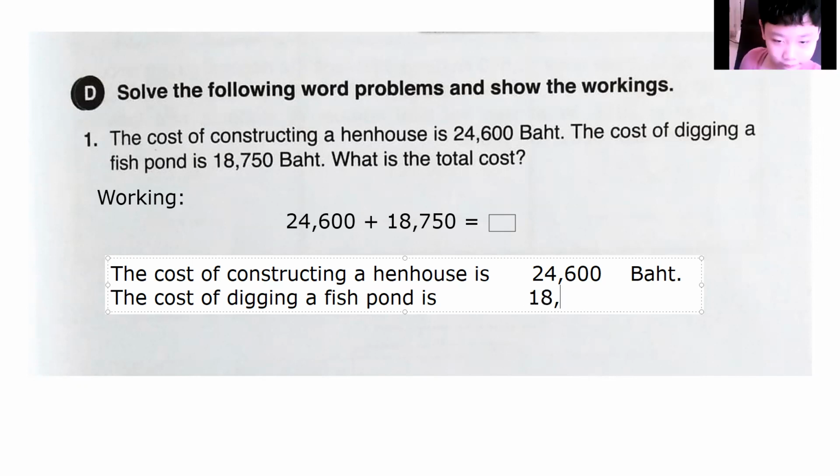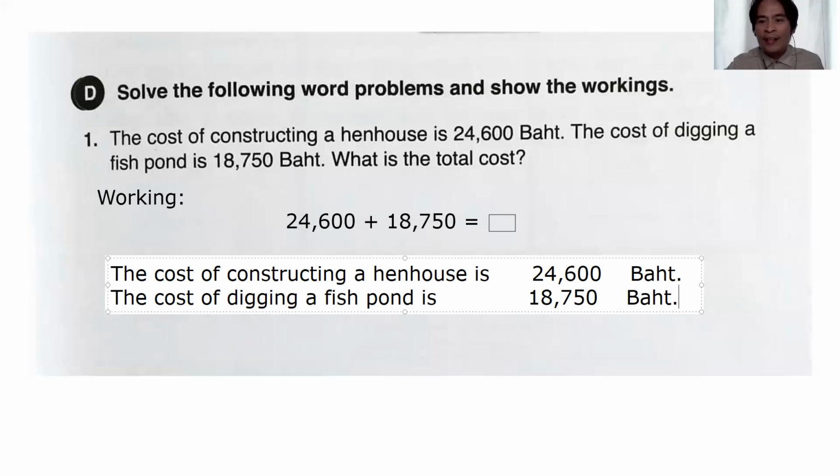750 baht. Okay. And then don't forget the full stop. And make sure the numbers are properly aligned. When I say properly aligned, straight line the columns of the place values. And then when we add this, what sentence should we write describing the sum or the total?